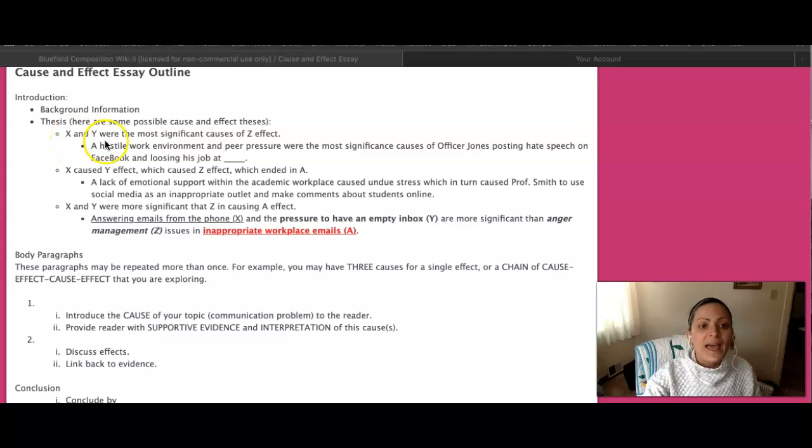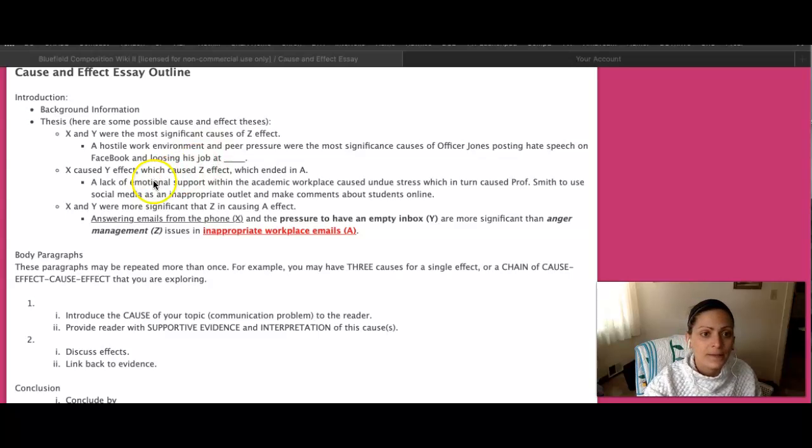For example, X and Y were the most significant causes of Z. So X and Y here could be a hostile work environment and peer pressure. Those are the most significant causes. What is the effect? Effect Z. It's that Officer Jones posted hate speech on Facebook and lost his job. That's completely fictional, but you might relate something like that to one of the articles you could have read for this class.